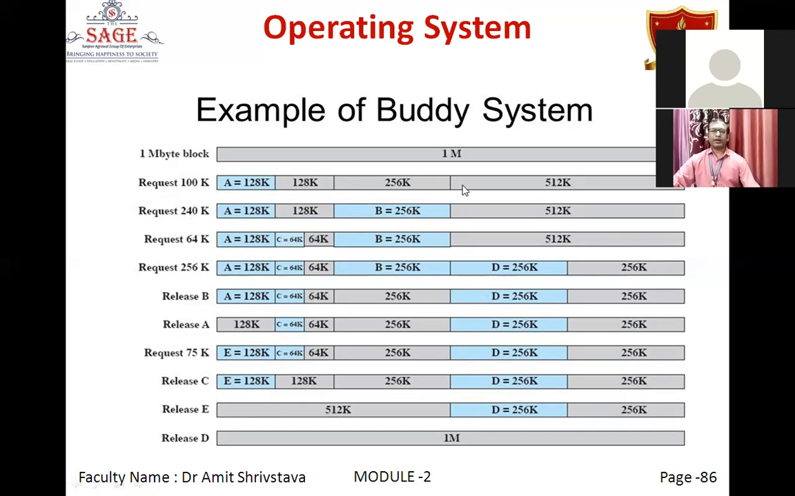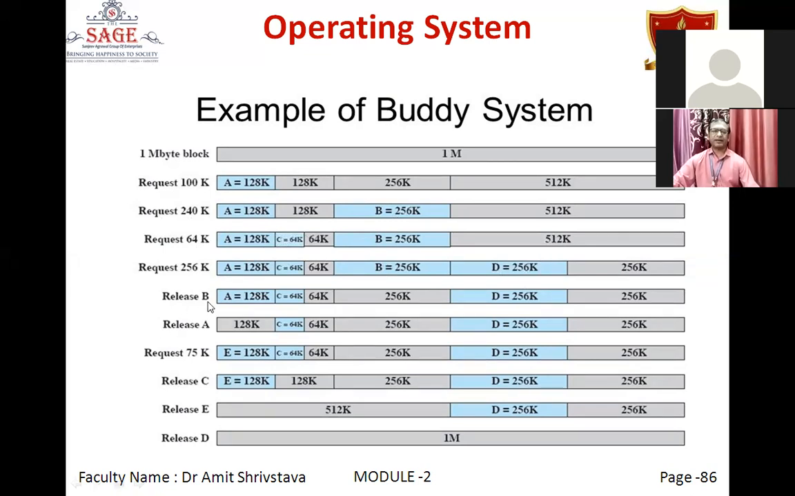Okay. Next, the request comes for 240K. So we have to allocate 256K. So we have allocated here. Then the request for 64K. So we can subdivide this 128K into 2 64K. We can allocate here. Then next again 256K. So we have to go for the next block here. So we'll give 256K here.